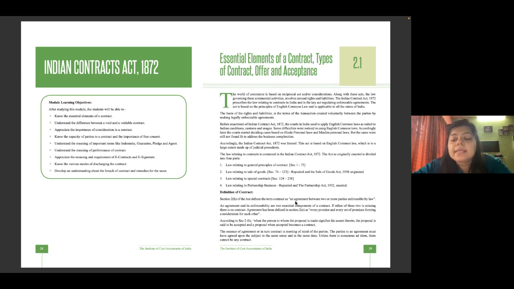Now let's look at the basic concepts before we move forward with other more complex concepts. Section 2(h) of the Indian Contract Act defines the term contract, which says that any agreement between two or more parties which is enforceable by law would qualify as a contract.